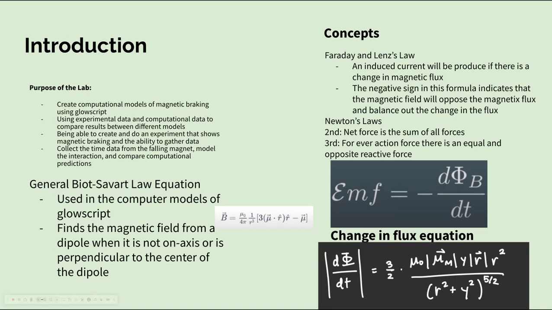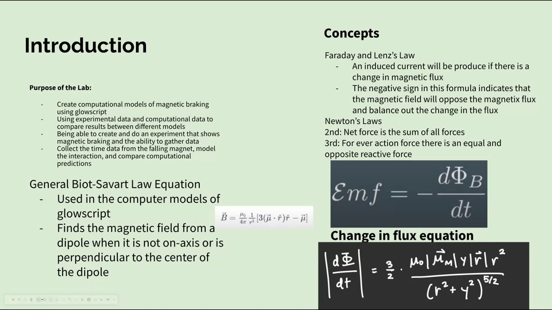So here are some of the concepts and laws that are used. The general Biot-Savart law equation is used in the computational models of the GlowScript. We don't exactly use it in the calculations whatsoever. It finds the magnetic field from a dipole when it is not on axis or is perpendicular to the center of the dipole. The concepts that we use are Faraday's and Lenz's law, where an induced current will be produced if there's a change in magnetic flux.